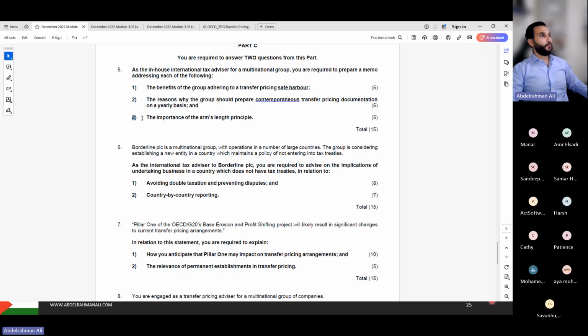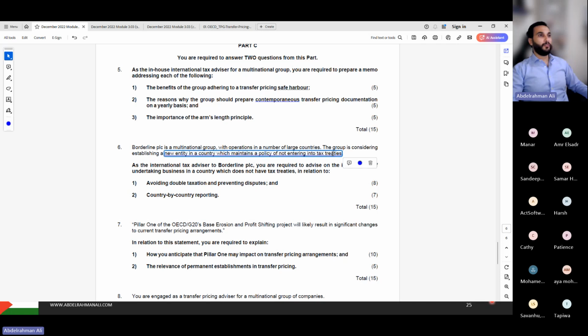So the third question is at the heart of transfer pricing. If you don't know how to answer this question, you should not attempt the transfer pricing exam. This is at the heart of transfer pricing as a fundamental concept. The 6th question is about avoiding double taxation and preventing disputes. So here they gave you a small case to interpret what's going on. As you can see, there might be a case where a new entity is in a country which maintains a policy of not entering into tax treaties.